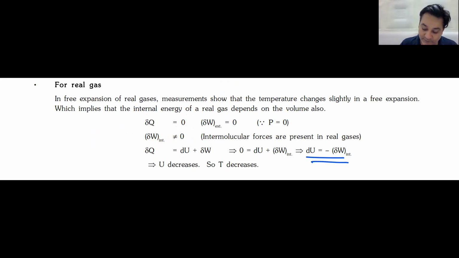So when internal energy decreases, the temperature of the real gas will decrease, but the temperature of an ideal gas should remain constant. Remember this. Straight away a question can come on this. If this is a real gas, then they'll give you 4 options: 2 for real gas, 2 for ideal gas, and they will ask you which option is correct. We understand this? Please note it down. Yes, sir. Okay, you noted it down.